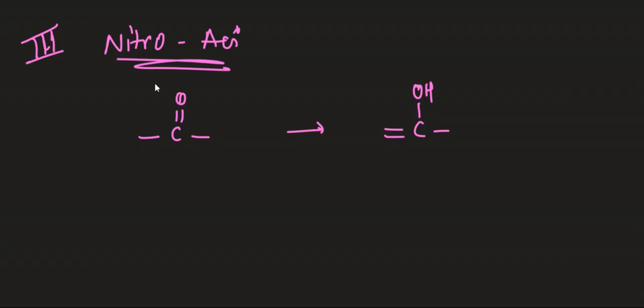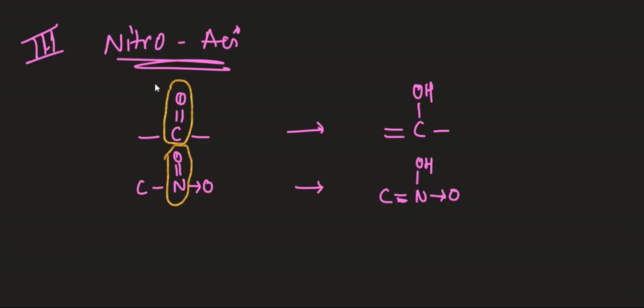But in the second case, you can see C-N double bond O with oxygen. This is nothing but the nitro group. The nitro group gets converted to C double bond N with OH and a dative bond oxygen. Everything is the same. The only difference is that before the system was C double bond O, now the system is N double bond. Previously it was single bond, double bond. Here also single bond, double bond.